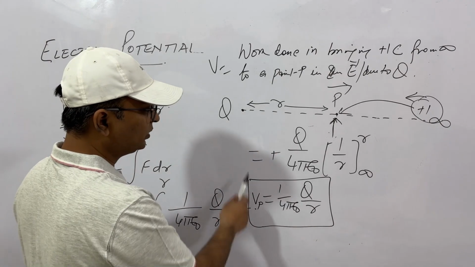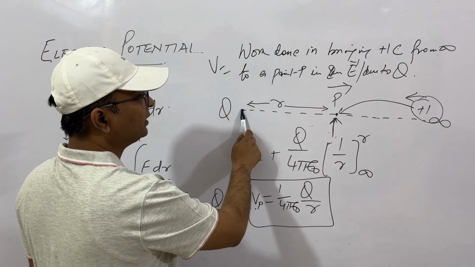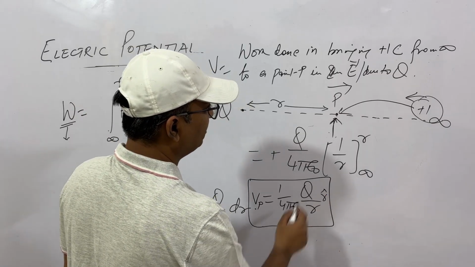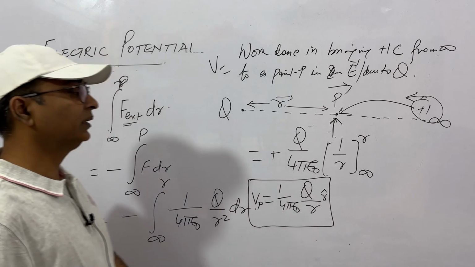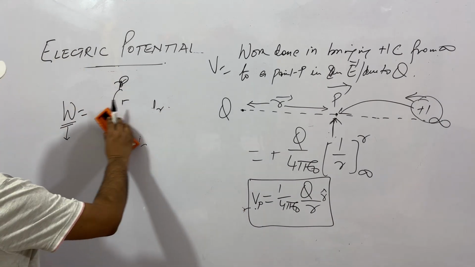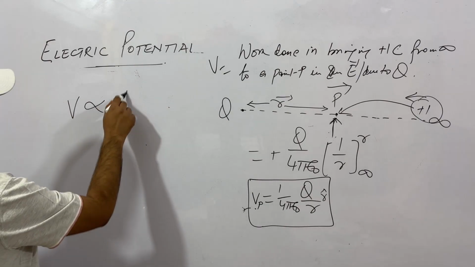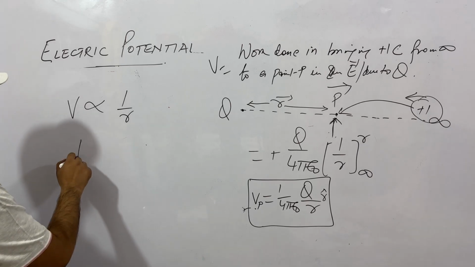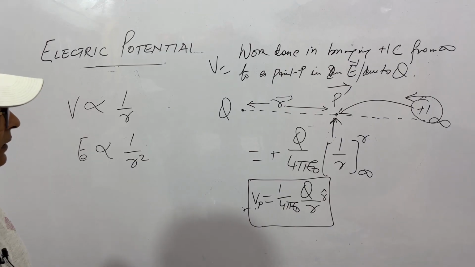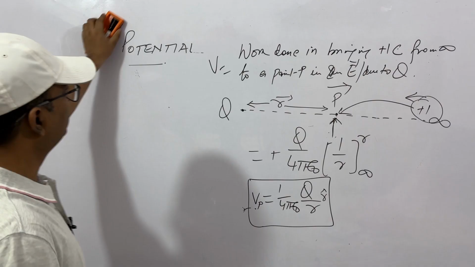Clear? We have deduced the expression for electric potential at P, not field, due to a charge Q r distant away from it. If this be in vector, you have r cap here, if this is the direction. So you can see potential varies inversely to r. We denote potential by V. So V varies inversely to r, whereas electric force varies inversely to r square. Clear? So I think you must have understood what electric potential is.